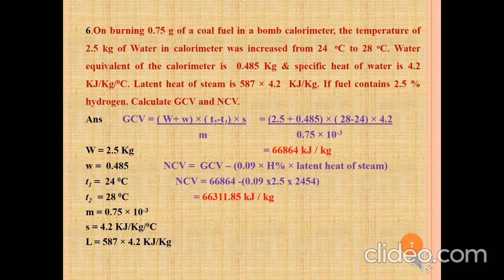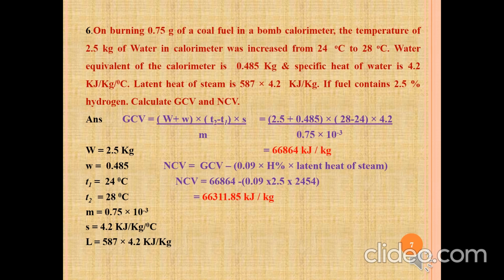Next problem. On burning 0.75 gram of a coal fuel in a bomb calorimeter, the temperature of 2.5 kg of water in calorimeter was increased from 24 degrees Celsius to 28 degrees Celsius. Water equivalent of calorimeter is 0.485 kg and specific heat of water is 4.2 kilojoules per kg per degree Celsius. Latent heat of steam is 587 into 4.2 kilojoules per kg. If the fuel contains 2.5% hydrogen, calculate GCV and NCV.